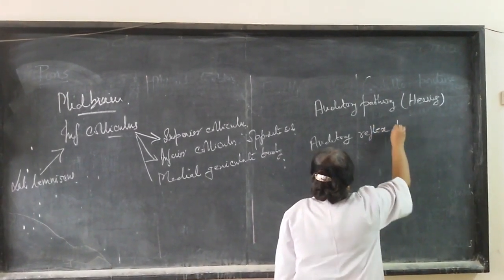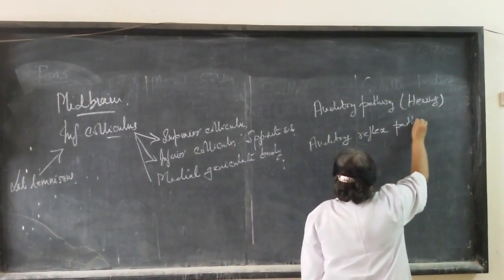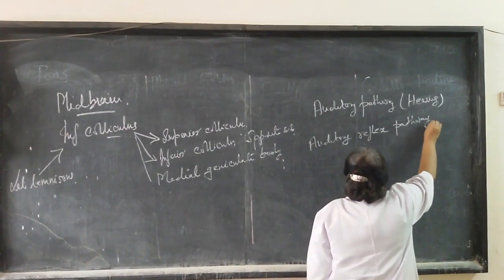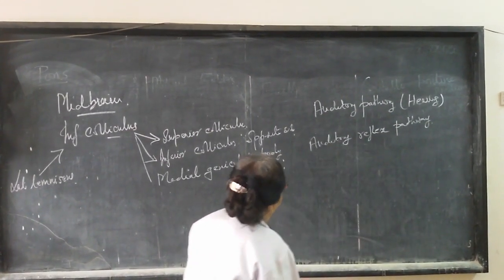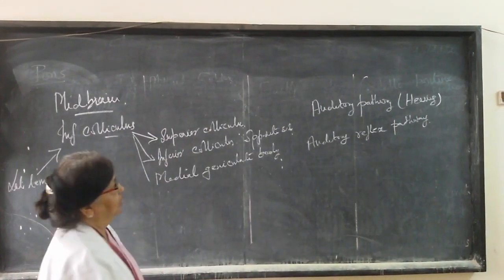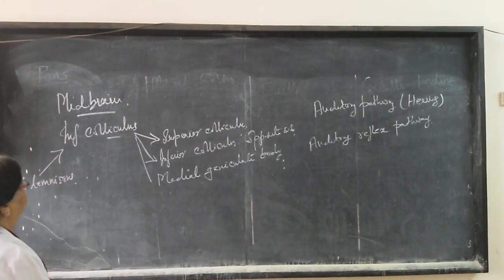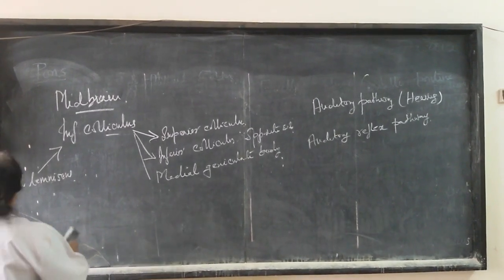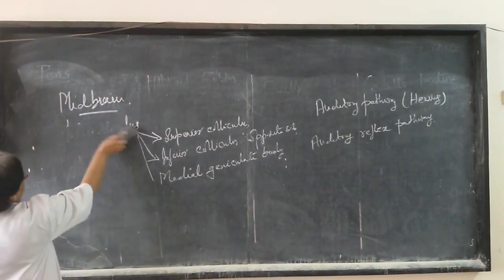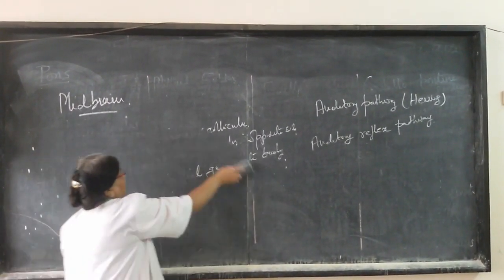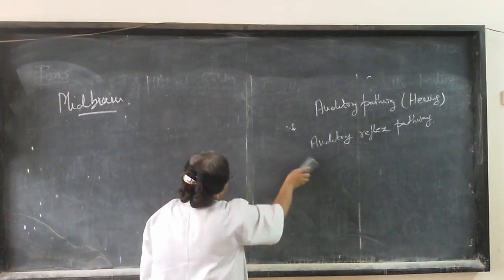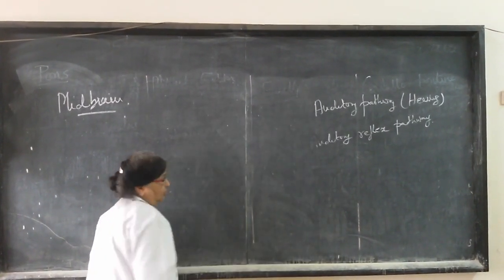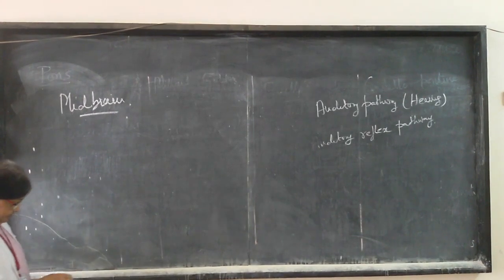Auditory reflex pathway. Now we know much about the auditory pathway. Let us try to trace the pathway. The receptors are present in hair cells of organ of Corti.